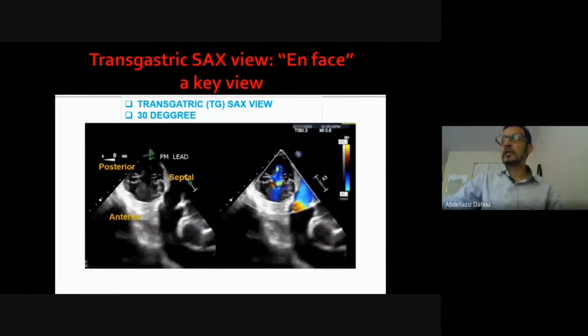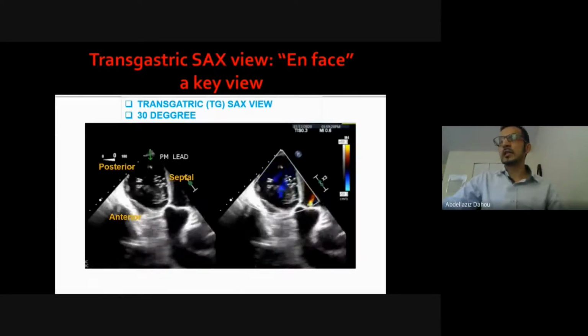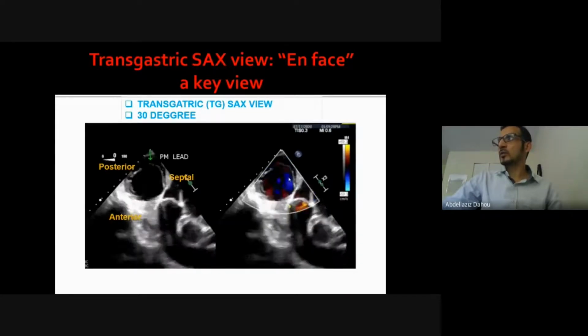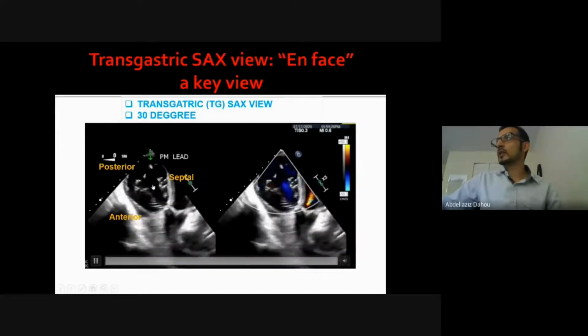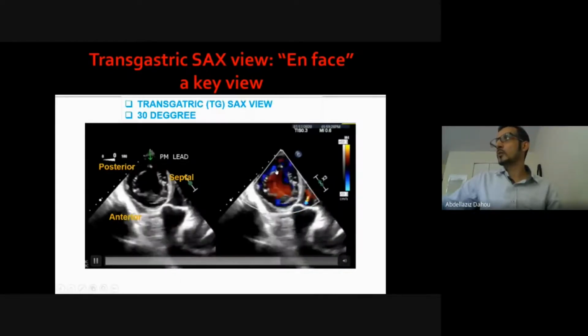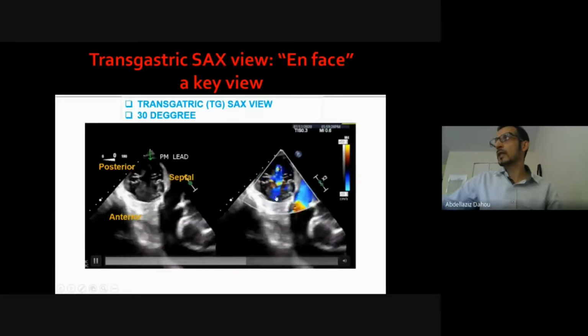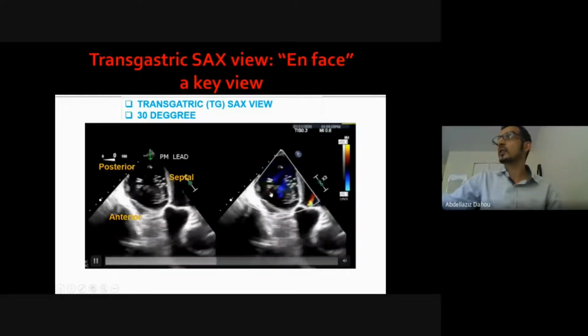And this view is the most used, I would say, for patient selection and also procedure guidance. Because here you can decide how to plan your procedure, where you intend to put the device, and so on, and how many devices you intend to put.